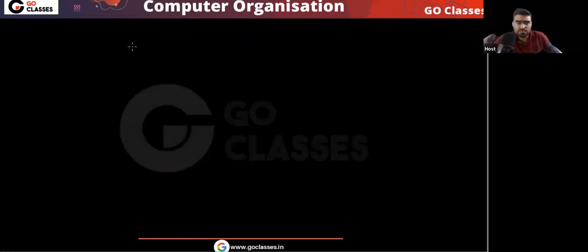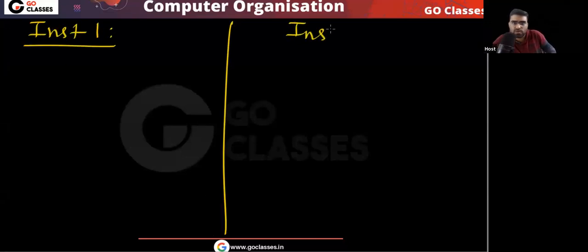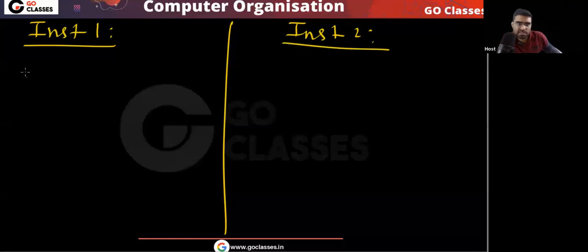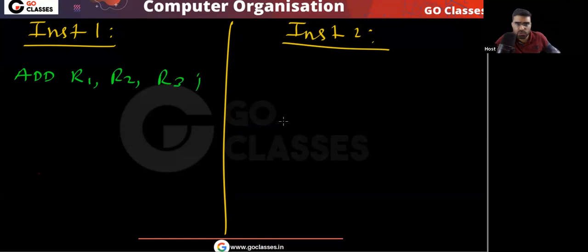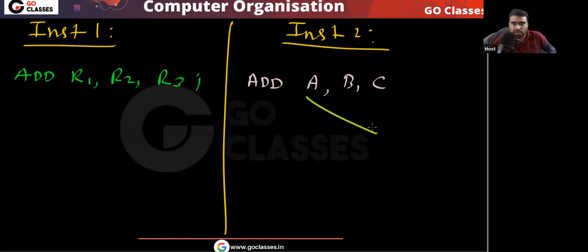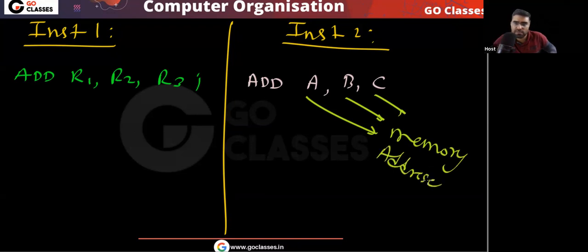So let me tell you. Actually, you tell me the answer. I'm giving you two instructions. The first instruction is add R1, R2, R3. The other instruction is add, some location 1. Let's assume these are memory addresses, because basically this is a memory instruction. So I'm giving you this memory instruction, and I'm giving you this register instruction.